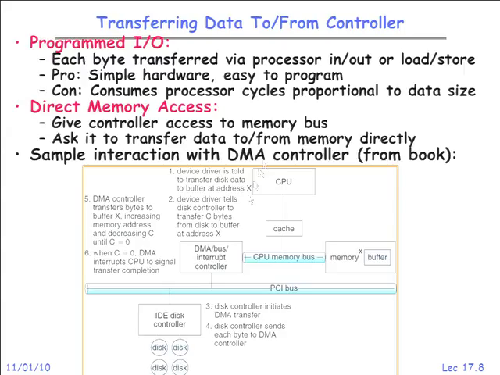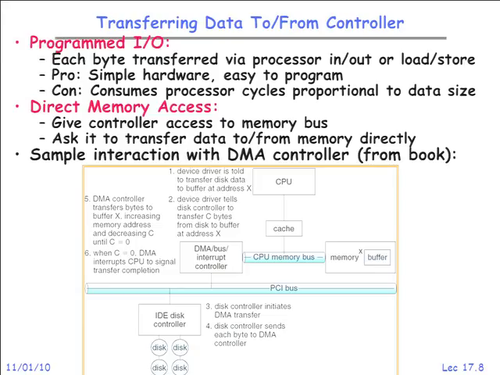DMA, by the way, has been around since the beginning of time, literally. I mean, the very first mainframes, typically you couldn't afford to use CPU cycles to do the individual transfers because the CPU was so slow and precious, you wanted to do other stuff with it. So building a DMA controller was a natural part of that. So DMA has been around a long time. Okay, good. Any questions?